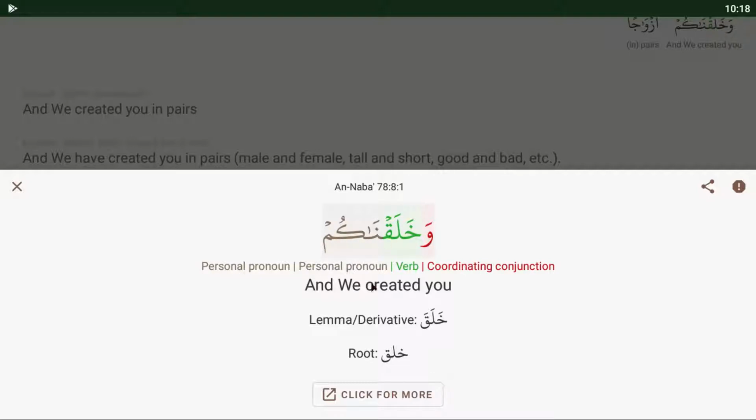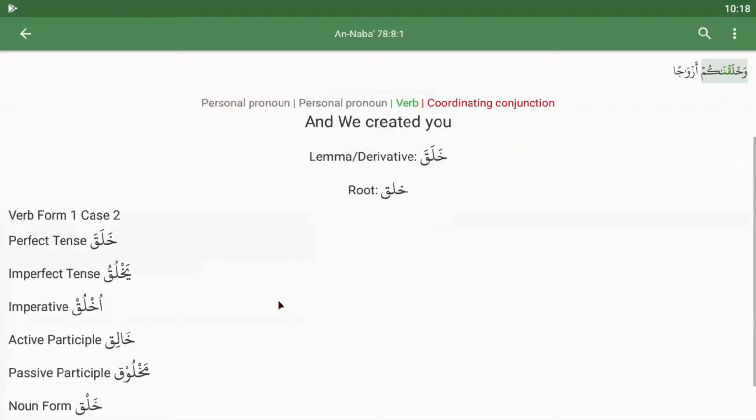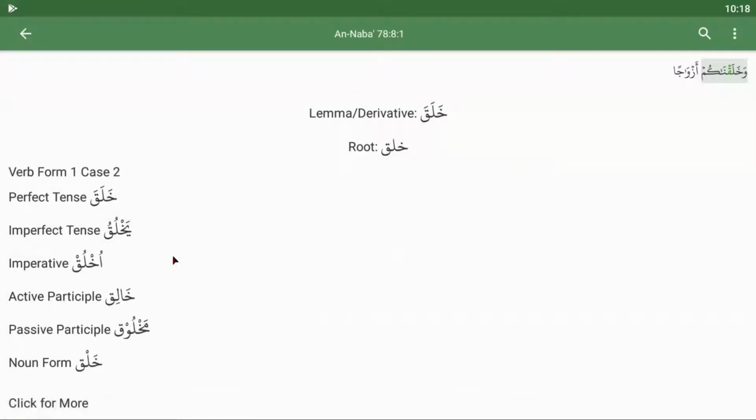And the "we" here doesn't mean Allah subhanahu wa ta'ala is plural. It's the royal we, showing royalty. Khalaqa yakhluqu, from the Bab of Nasara yansuru. Khalaqa yakhluqu, ukhluq is the command. Khaliq is the creator, the fa'il pattern. Makhluq is the creation, the maf'ul pattern, the passive participle.